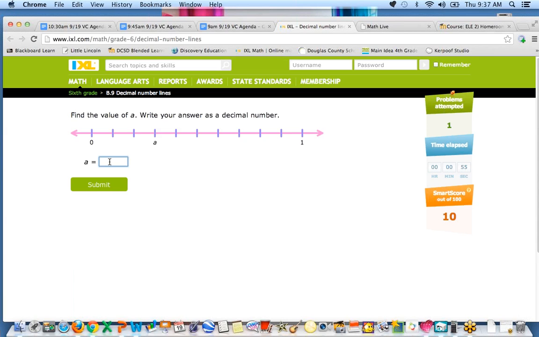Now let's go a little faster. All right, so again, what would the value of A be in this situation? Looks like we've divided it up into tenths again. Yes. So we're looking at tenths. So Tyler V, what would the value of A be?